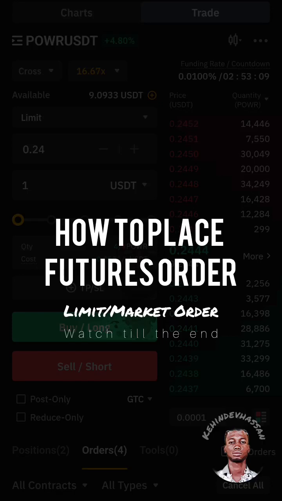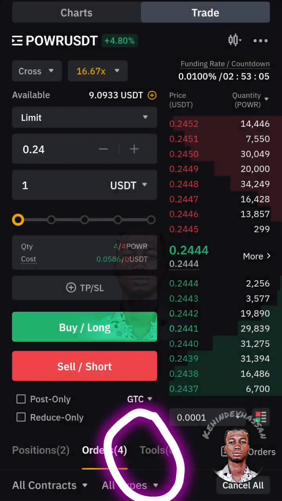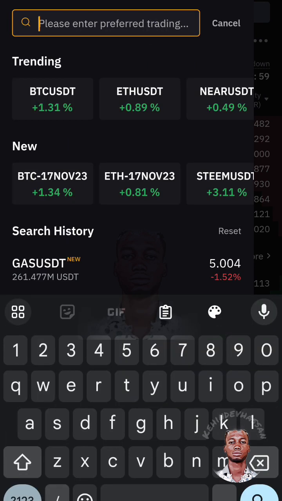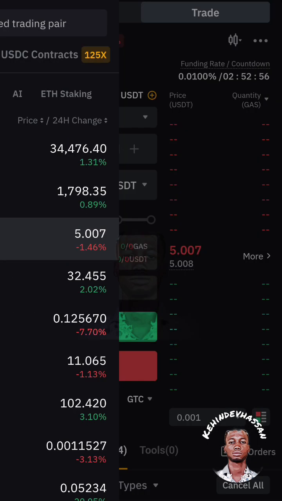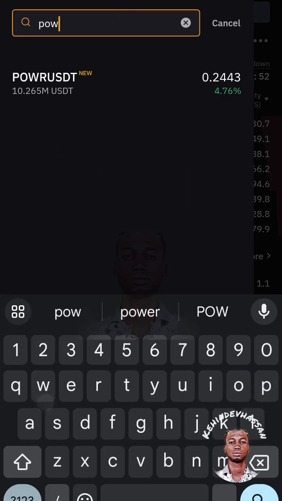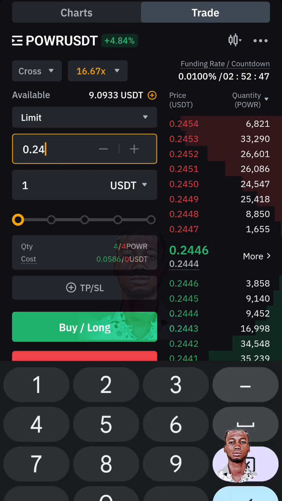Let's start. Whenever I give you a signal, the first thing is to click on this place. As you can see, I'm marking it. So click on that place and search for the token I asked you to search for. Maybe it is gas, maybe it is power USDT. We are going to be using power USDT for this.